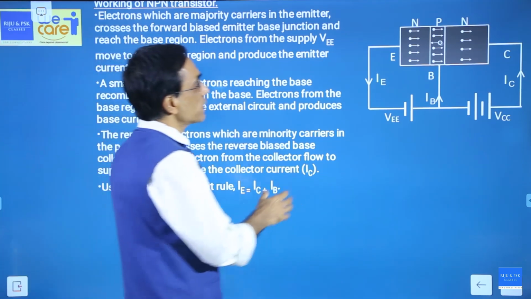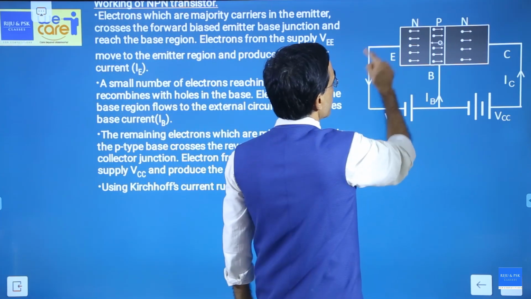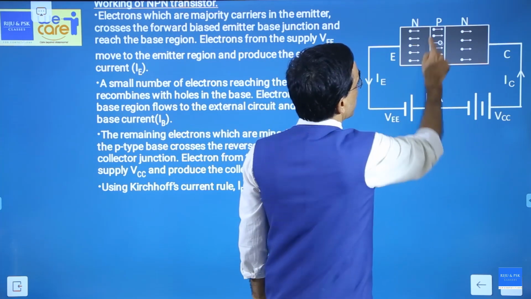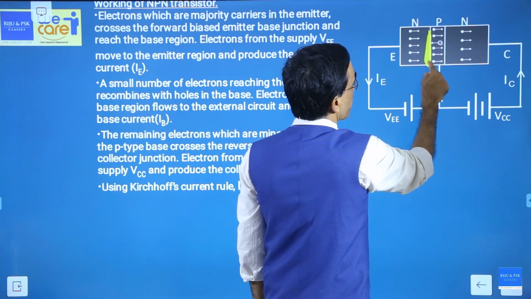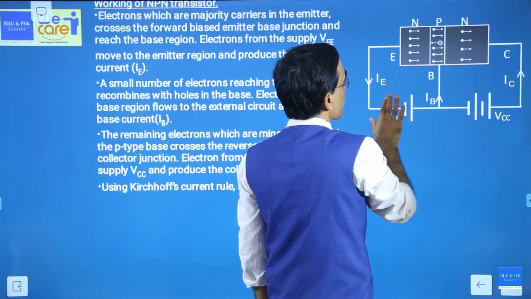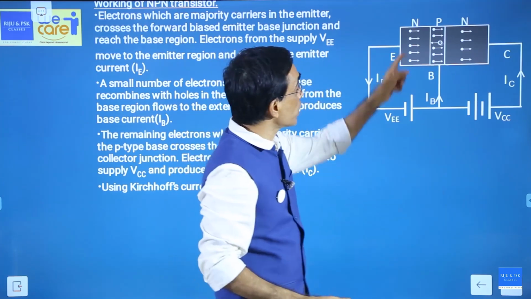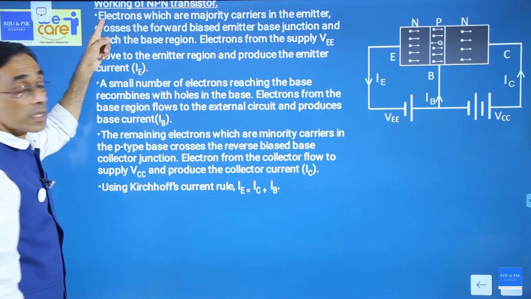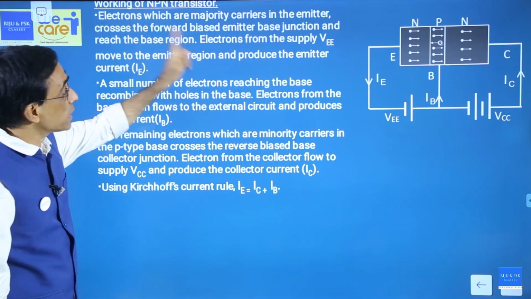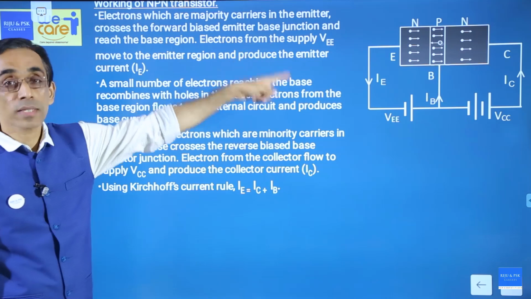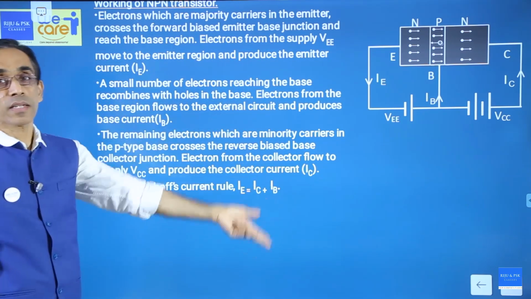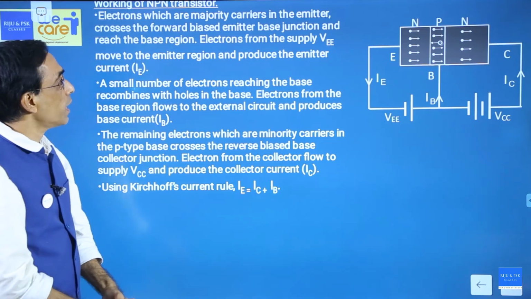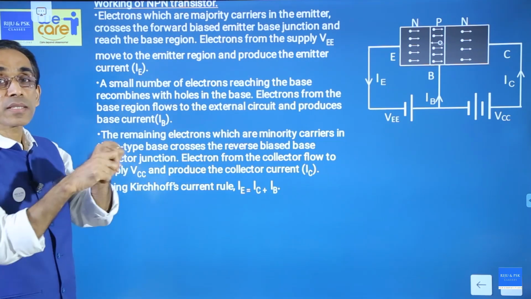You can see that this is an NPN transistor. This is forward biased, this is reverse biased. This is a forward biased junction. In a forward biased junction, what will happen? Majority carriers will cross the junction. And what are the majority carriers? N-side electrons. Okay. Read this. Electrons, which are majority carriers in the emitter, look at the diagram, cross the forward biased emitter-base junction and reach the base region.